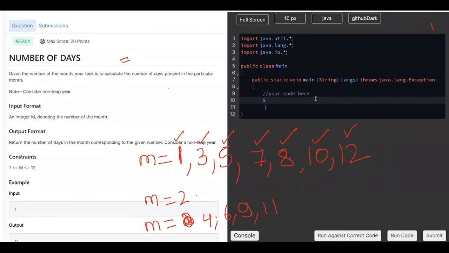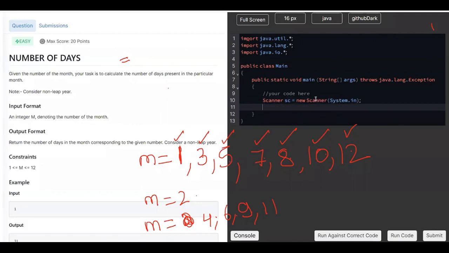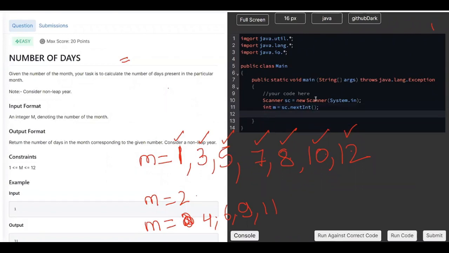So let's first of all make a scanner. System.in, right? Now what do I do, guys? First of all, take the month number as input. So int m is equal to sc.nextInt. So now, guys, I have the month number as input. So now let us check.